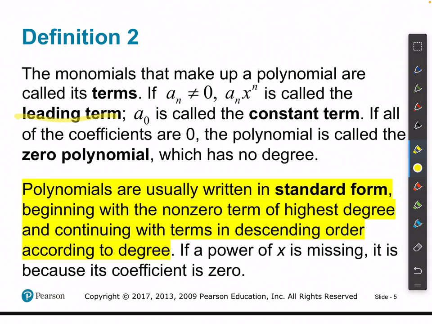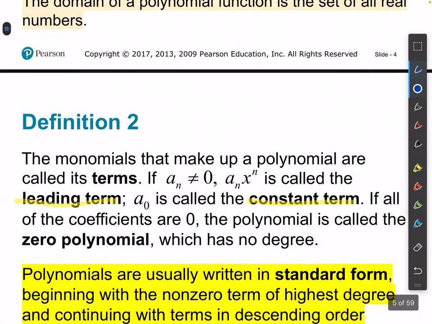And then a sub 0, where we don't have any x attached to it, that's known as the constant term. That will always be your intercept, because when you plug in 0 for x, you're left with the number that doesn't have an x attached to it. Say you have x to the third plus x squared minus x plus 3. If we plug a 0 in for all these x's, I'll be at 3. That'll give me my intercept. So that's called the constant term.